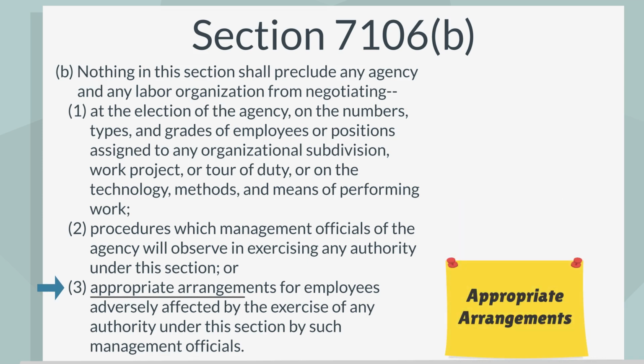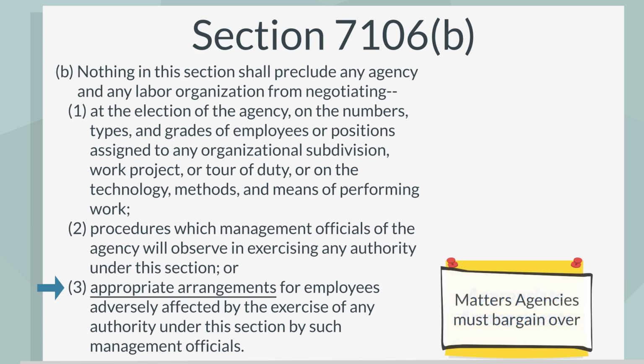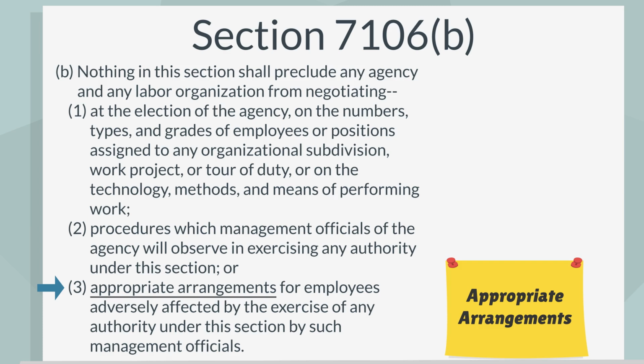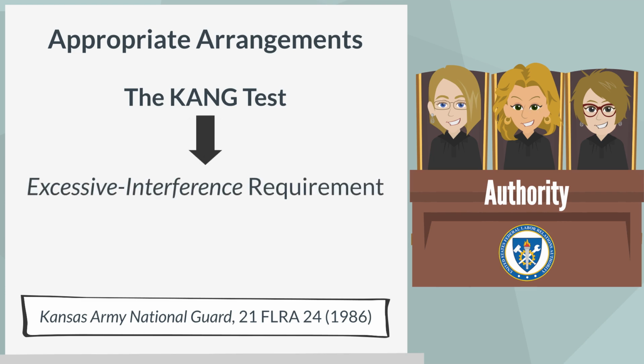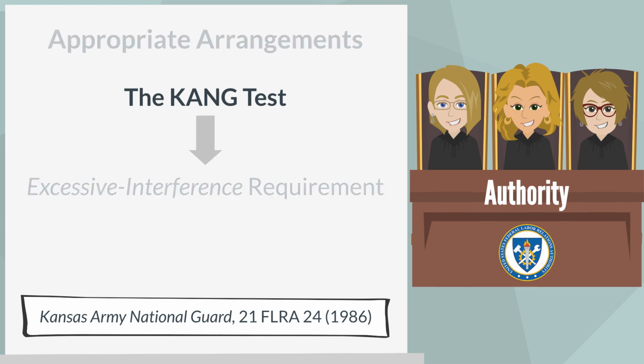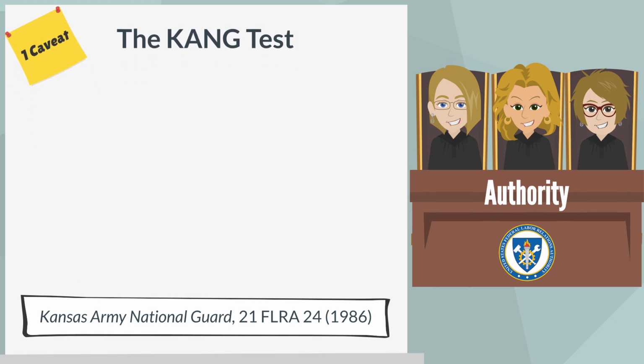Subsection 3 concerns appropriate arrangements for employees adversely affected by the exercise of management rights. Like procedures under 7106B2, these are matters management must bargain over, which are also fully enforceable in arbitration. To determine whether something involves an appropriate arrangement, you should look to 21 FLRA 24 at page 31, known as the KANG test, and its excessive interference requirement, as well as other decisions applying the KANG test. There is one caveat regarding KANG, however.